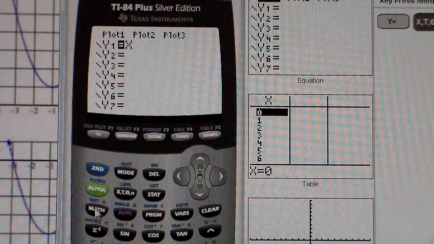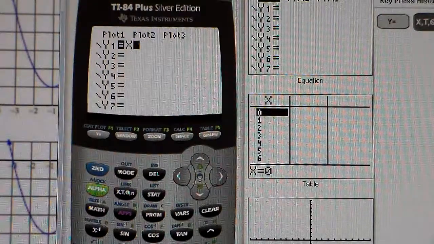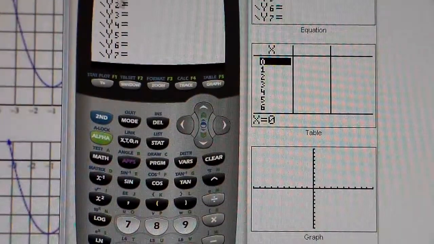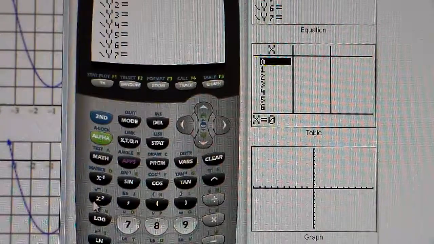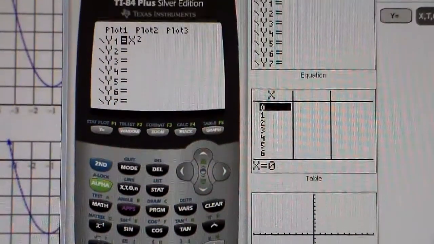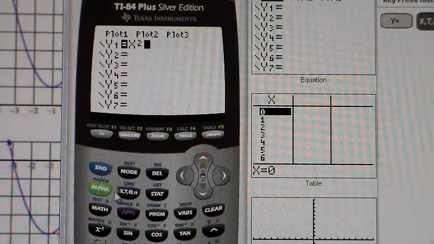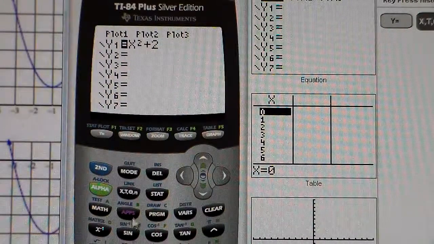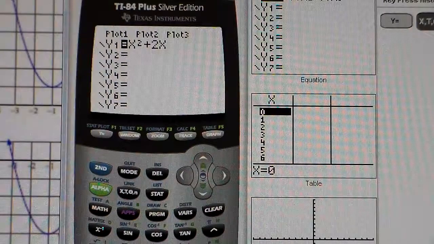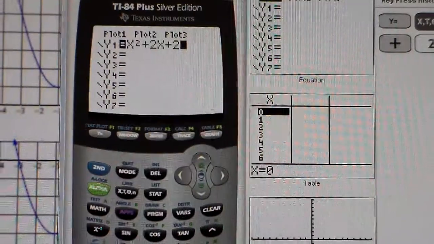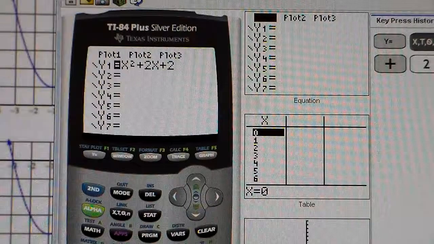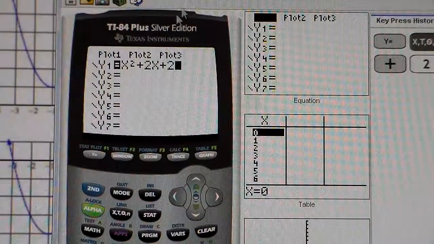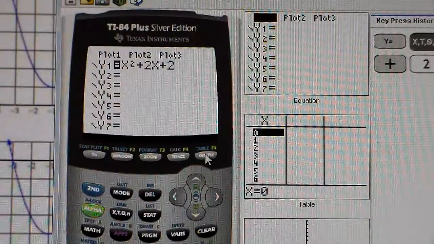Our squared button is located 5 buttons down on the left-hand side. It's located right here. So we're going to hit the x squared button. So it's going to be x squared plus 2, and then our x button again, plus 2. Once we type that parabola in, we'll be able to graph it. We can see what the table is by also hitting the table button.